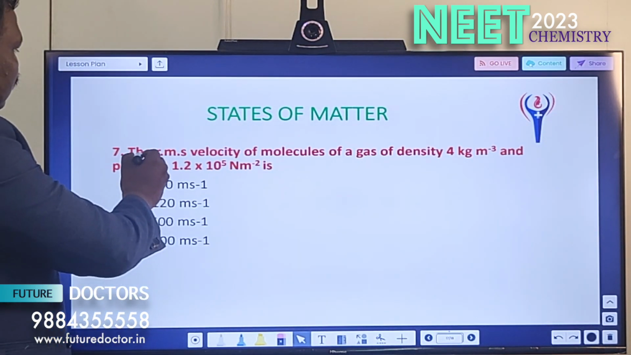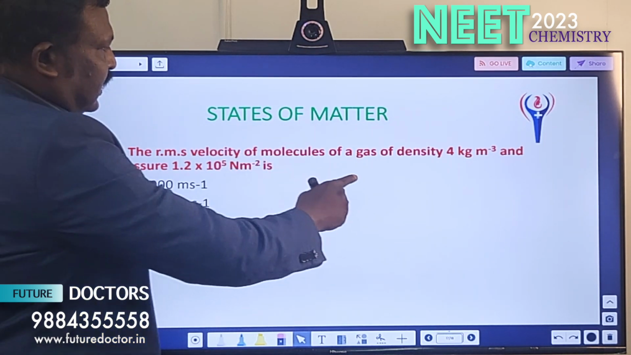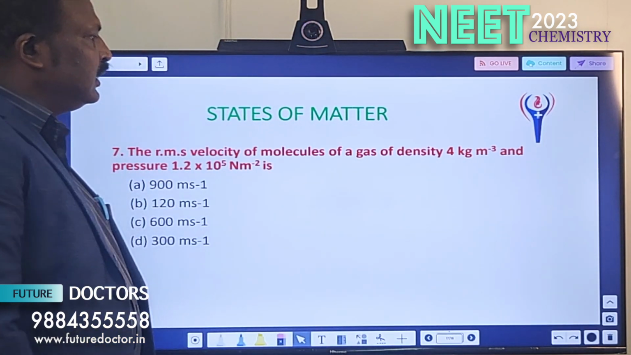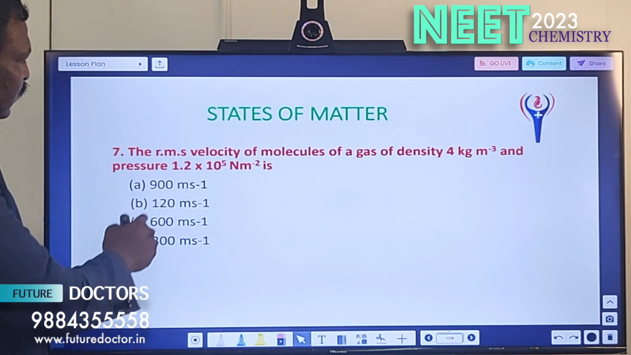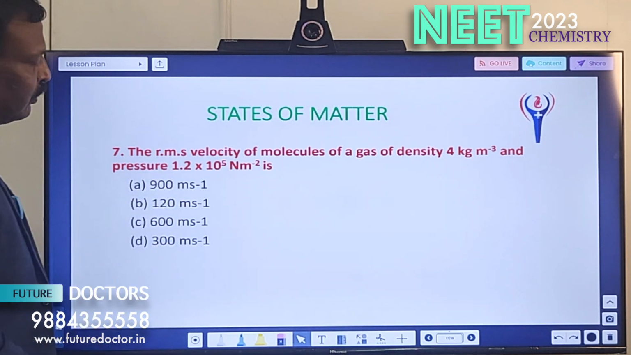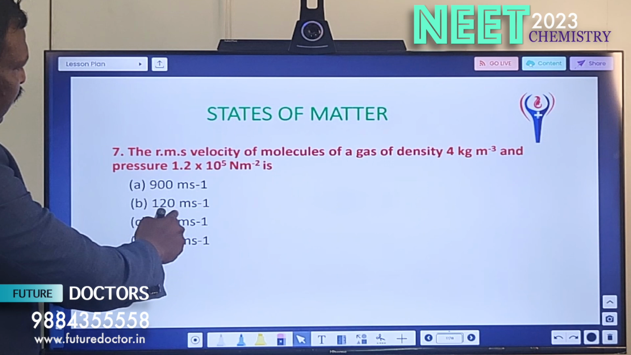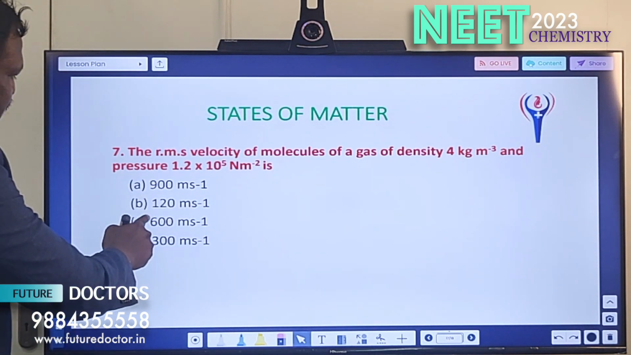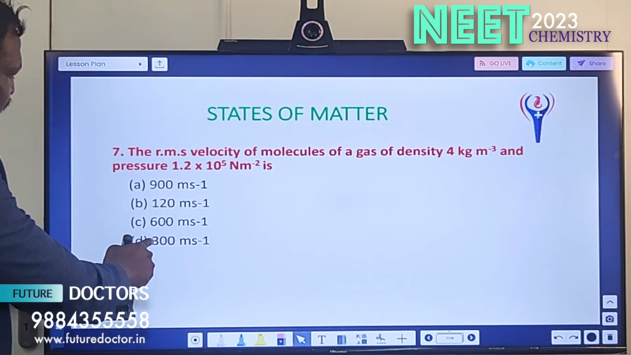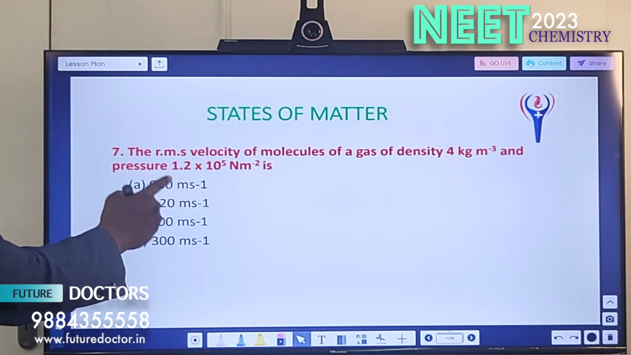See the next one. RMS, I already told you, root mean square velocity of molecules of a gas of density 4 kilogram per meter cube and pressure 1.2 into 10 power 5 Newton per meter square is: Option A 900 meter per second. Option B 120 meter per second. Option C 600 meter per second. Option D 300 meter per second. Understood? Here also we have some formula. If you know this, we can find it out.